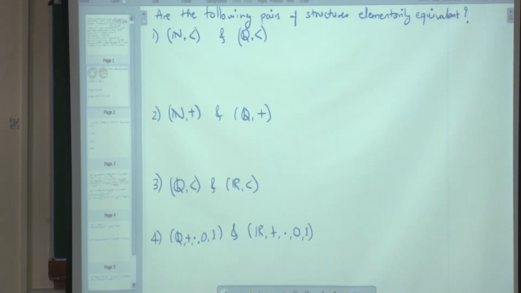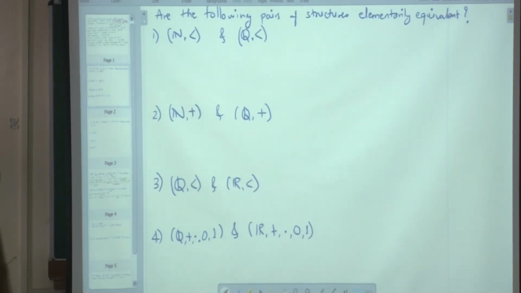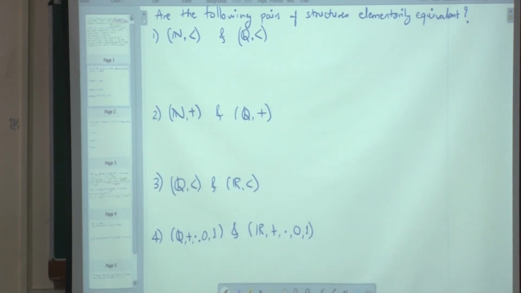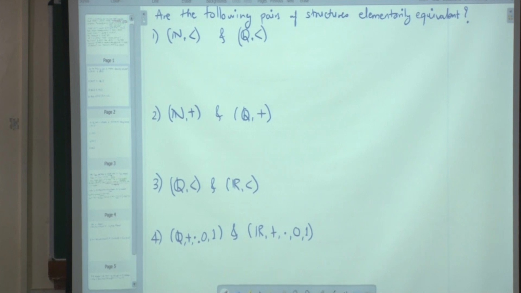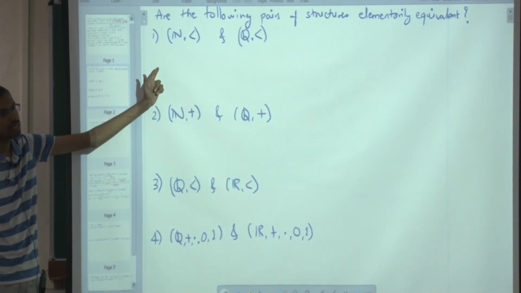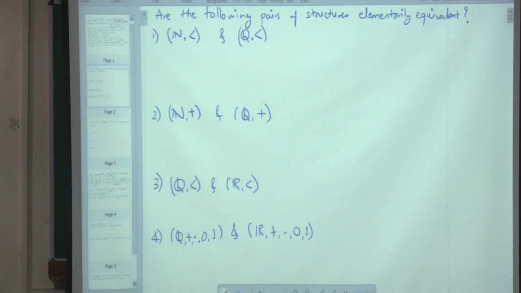Then let's move forward. Are the following pairs of structures elementarily equivalent? The ordered set of natural numbers and the ordered set of rational numbers. Are they elementarily equivalent? No. Sriram, why? For every element there's an element smaller than it, which is true in Q. Right. So "does not have a minimum" is a sentence which is true in the second structure but not in the first structure.